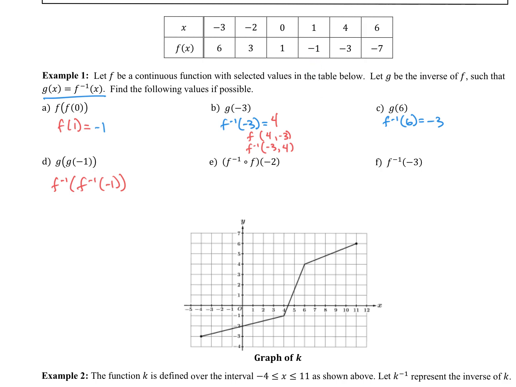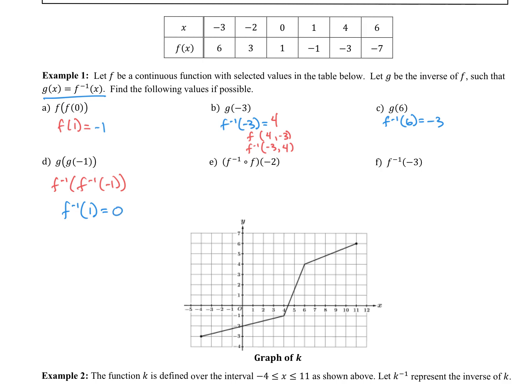All right. And so now we end up finding f inverse of 1. And so when I look here, am I finding the x or the y at 1? The y. And so when is the y 1? At 0. And so g of negative 1 is 0.